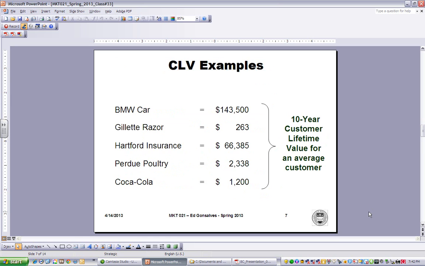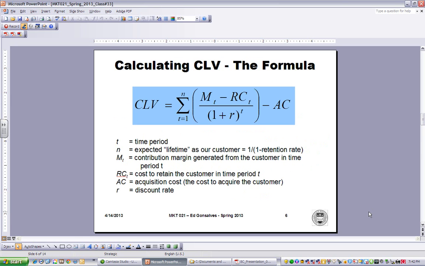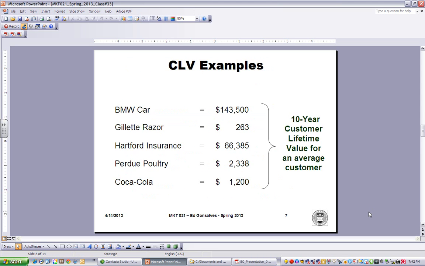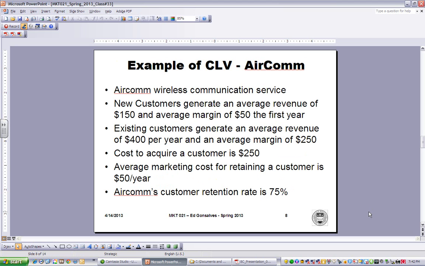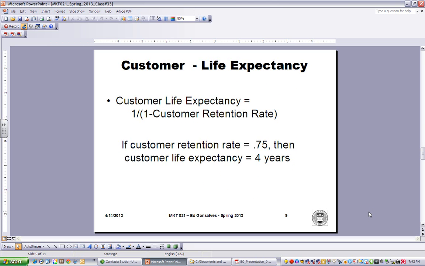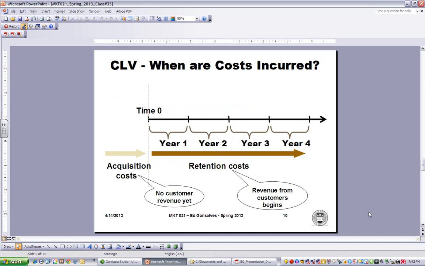And the customer retention rate is 75%, which means 1 minus 0.75. That means they lose 25% of their customers every year. They retain 75. So 1 minus 0.75 ends up being 0.25. 1 divided by 0.25 is 4. So the expected lifetime of that customer for Aircom is 4 years. All right, there you go. I just said that verbally, and here's a slide that supports it.